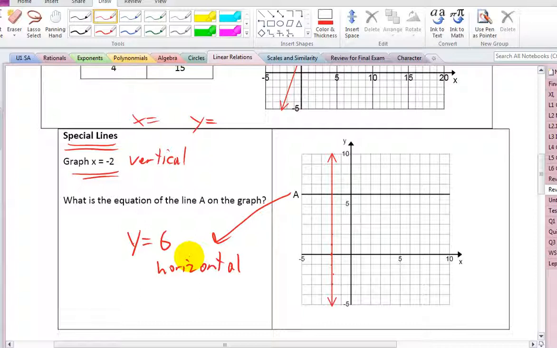Any questions? Yep, Jamie? Well, what's the y value of this point? What's the y value of this point?